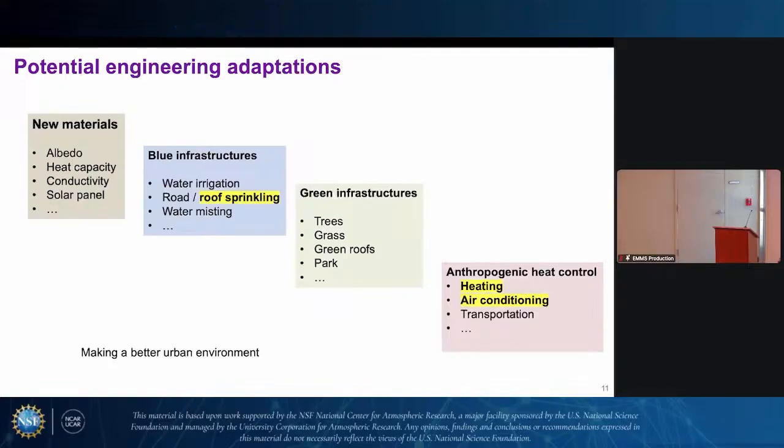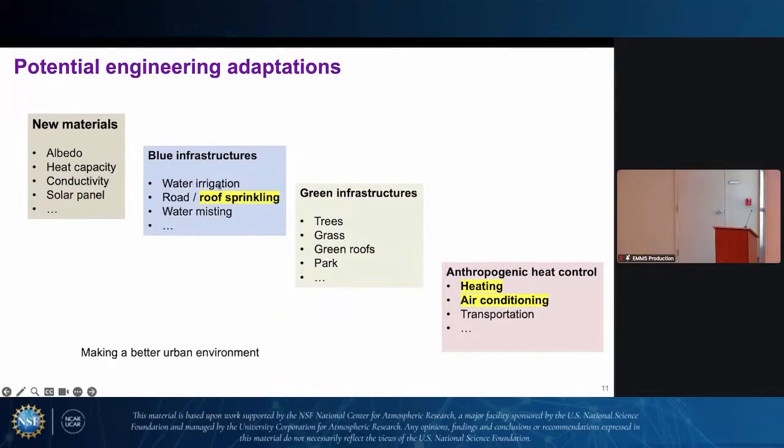So here are some potential engineering adaptations. For example, we can use new materials, blue infrastructures, green infrastructures, and we can also do anthropogenic heat controls by using such applications of the CLMU app. And here, I want to share something I'm doing. For example, I'm doing heating, air conditioning and ventilation heat control using reinforcement learning with the PyCLMU app, to see how such strategies will affect the local urban climates and the energy systems.